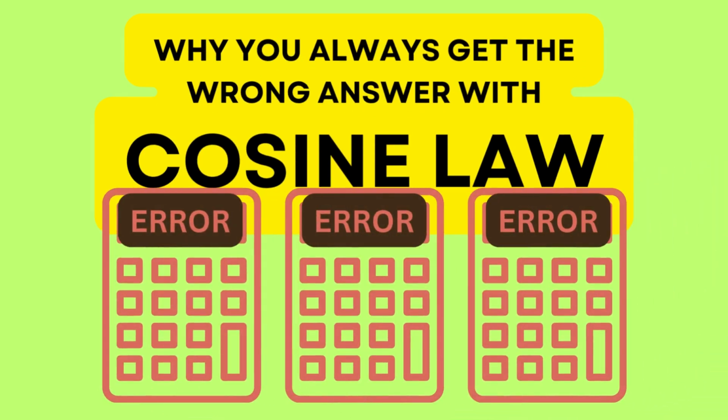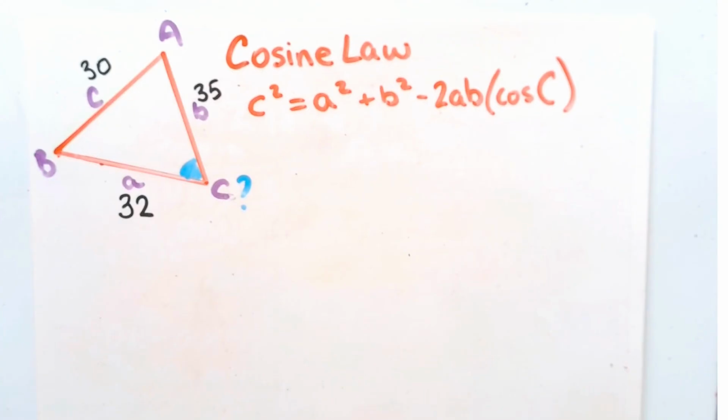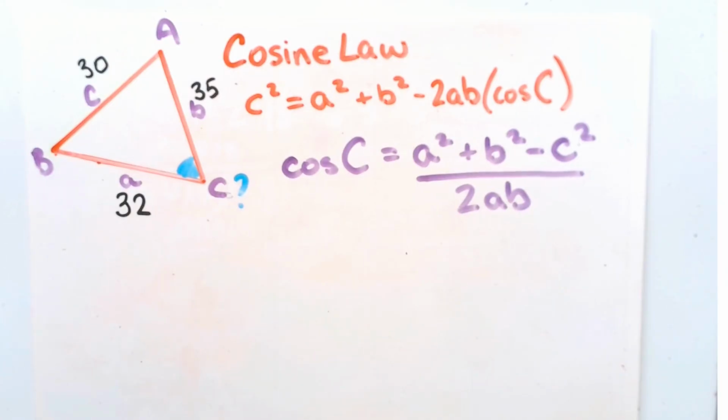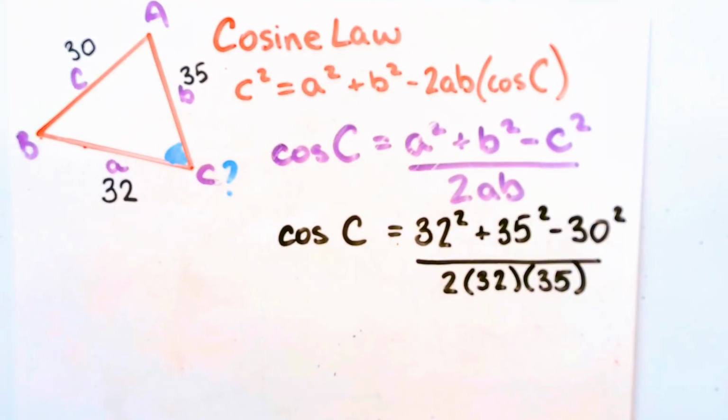I'm about to show you why you always get the wrong answer or an error when using the cosine law. Let's start with our triangle and our cosine law, rearrange the formula, and plug everything in.